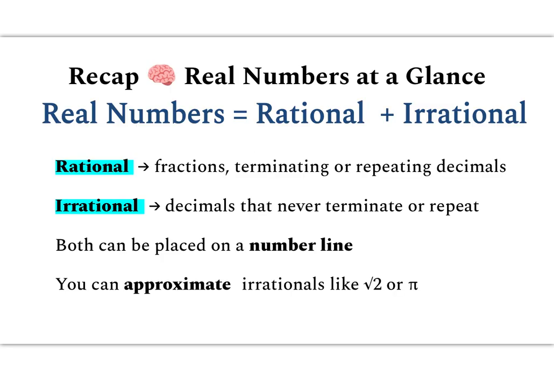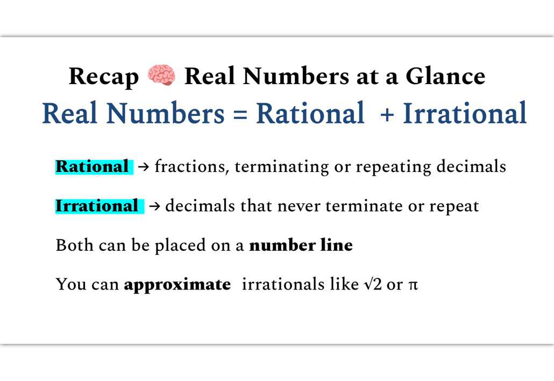All right, let's recap. We made it all the way to the end, and we're ready for a recap. We learned that rational numbers are fractions, have terminating or repeating decimals, and if they are non-terminating decimals, they show up as a pattern. Irrational numbers are decimals that never terminate or repeat, they do not have a pattern, and they cannot be written as fractions. Both can be placed on the number line.